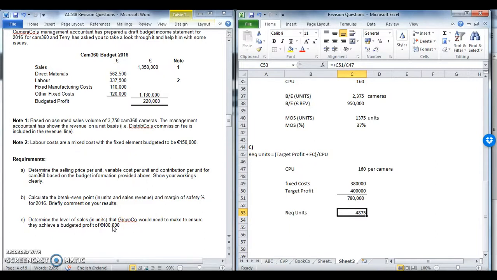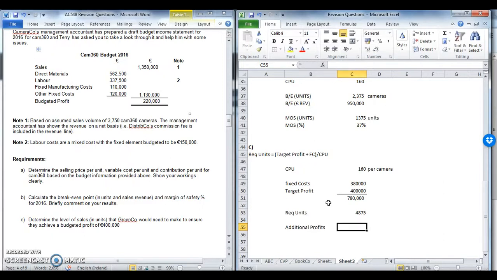Now, there is an alternative way of going about it if you want to. If you don't have to, pay attention. You can skip on to the next one. One way of looking at the relationship is, well, I know here 3750 units makes 220,000 profit. I know each additional camera makes 160.